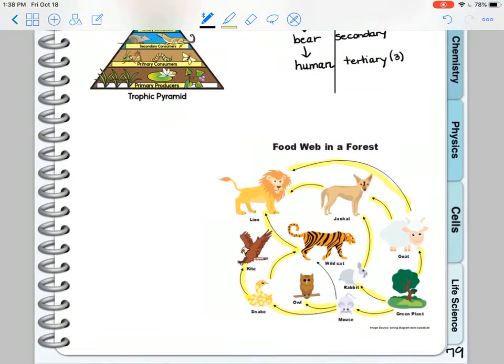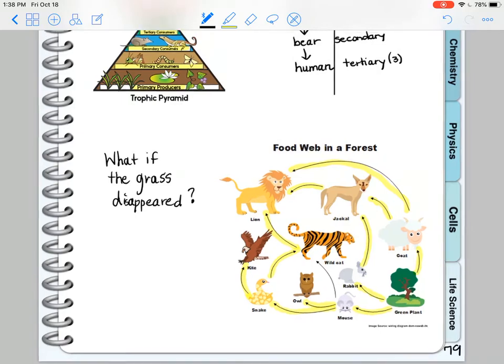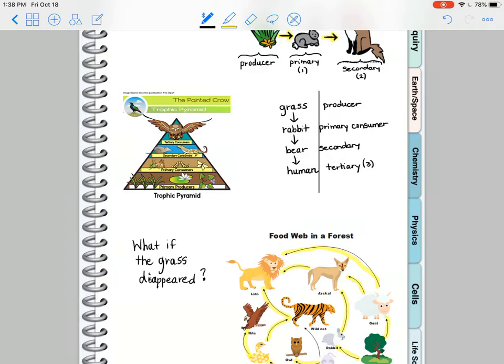The one question that I want you to consider in all of these pictures is this. What if the grass disappeared? This is a cause and effect relationship. What if the grass disappeared? What if you took out the grass in each one of these scenarios? Well, obviously, the food chain would fall apart, because if you don't have that initial producer, the primary, secondary, and tertiary consumers really don't have anything to eat.